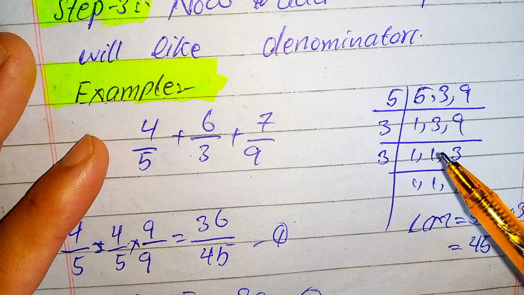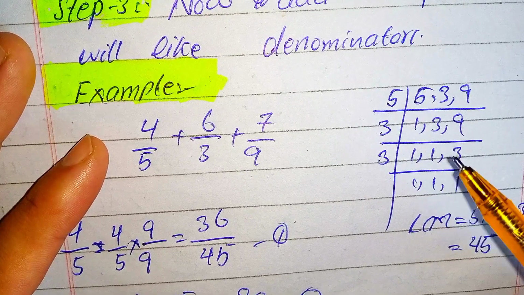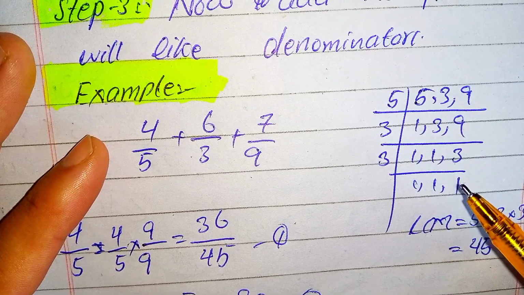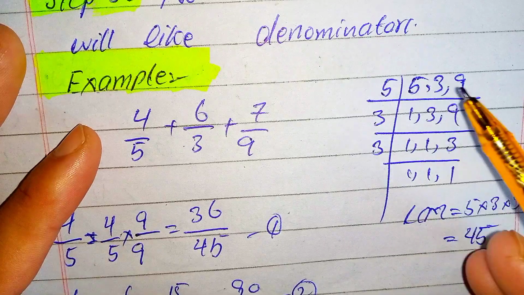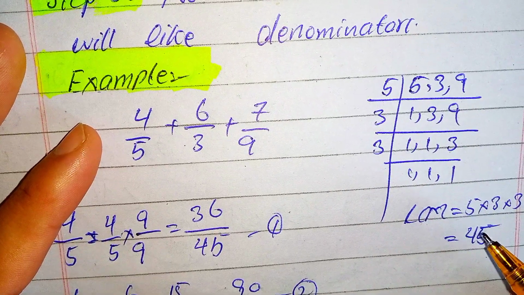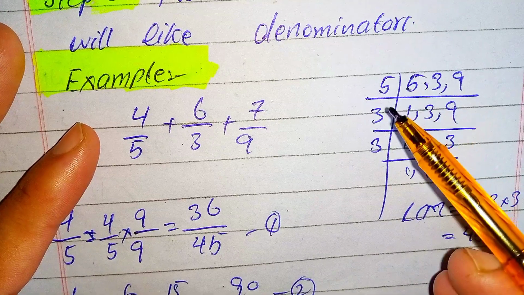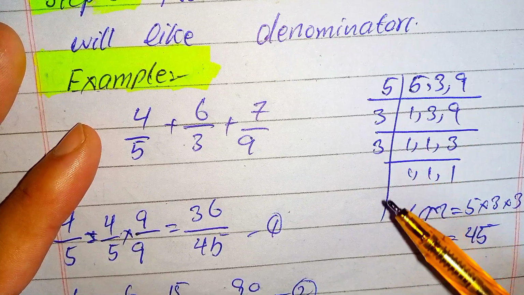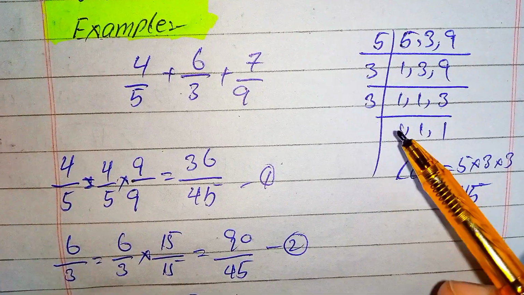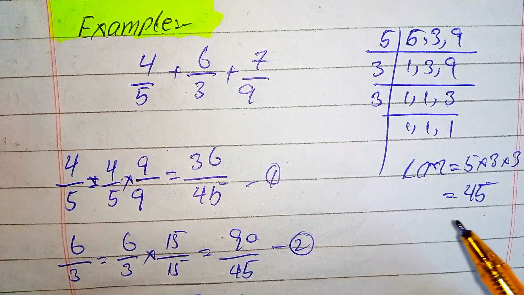Now 1 and 1 are not divisible by 3, so we'll bring them down the same and divide 3 by 3, which is equal to 1. So the LCM of 5, 3 and 9 is equal to 45, which is the multiplication of the prime numbers 5, 3 and 3. 5 times 3 is 15, times 3 is 45. Now the LCM of 5, 3 and 9 is equal to 45.